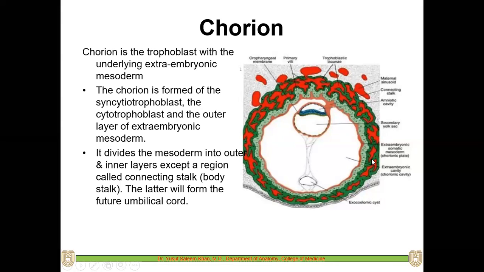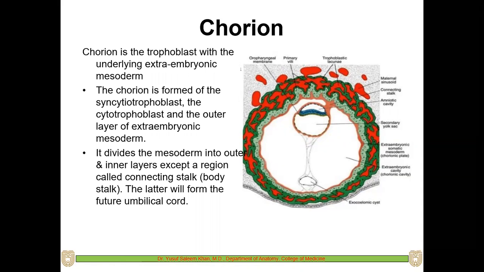So you can see here, this green colored structure is the syncytiotrophoblast. Then this light blue colored structure is the cytotrophoblast, as you can see the cells clearly. And this is the extraembryonic mesoderm we had seen, the parietal layer of the extraembryonic mesoderm. These three layers together are called the chorion, or also the chorionic plate. Very important structure, because it will develop in future. How it develops, we will see.